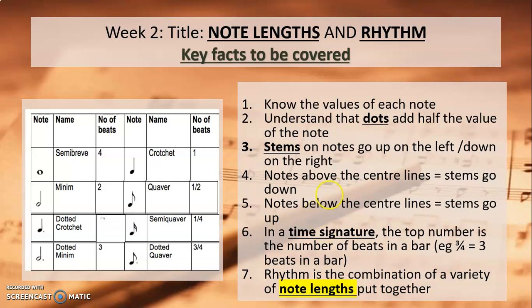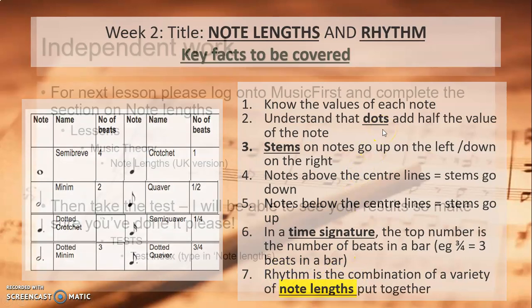I think that is different to your fact book. I think I put rhythm is the combination of a variety of rhythms put together and it didn't make any sense. So if you could just change that to note lengths, that'd be great.